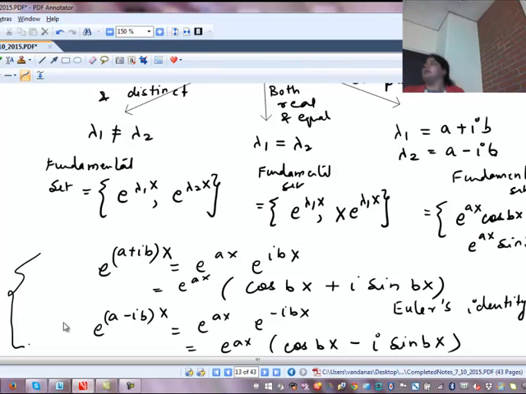And that is the reason we considered cosine and sine separately, because each of them is a solution and the sum of them is also a solution. And that's how we got e to the power ax cosine bx is a solution. Each of them is a solution and the difference of them is also a solution. A scalar multiple of them is also a solution. So I will take a difference, divide by i because it's a scalar, a complex scalar, and I again get e to the power ax sine bx.